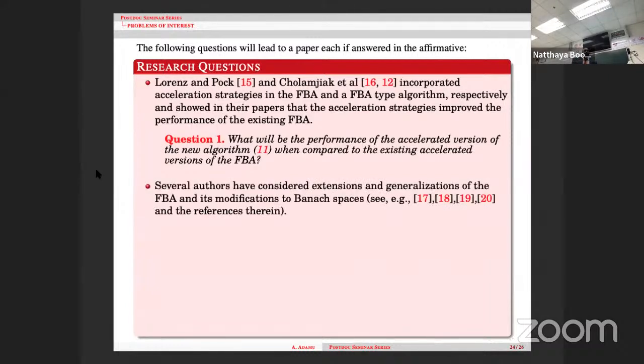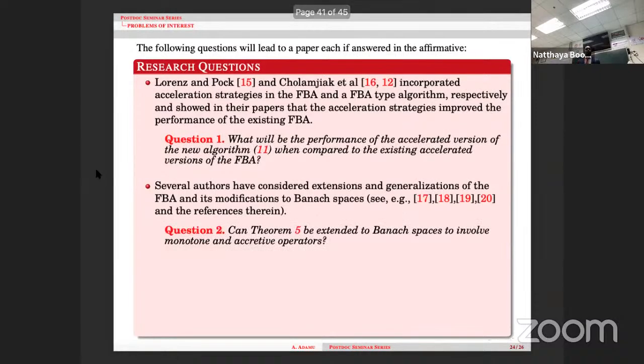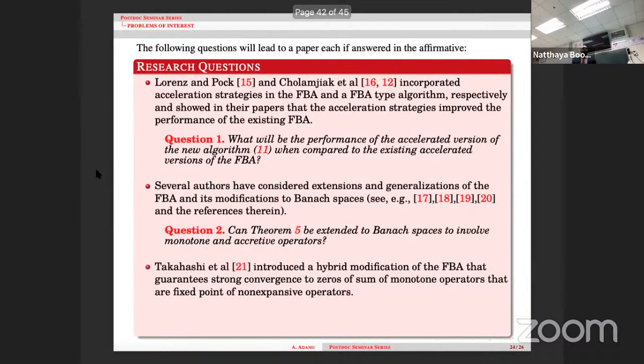Several authors have considered extensions and generalizations of the forward-backward algorithm and its modifications to Banach spaces, either to involve accretive operators or monotone operators. A good problem to consider is: is it possible to extend our theorem to Banach spaces to involve either accretive or monotone operators?